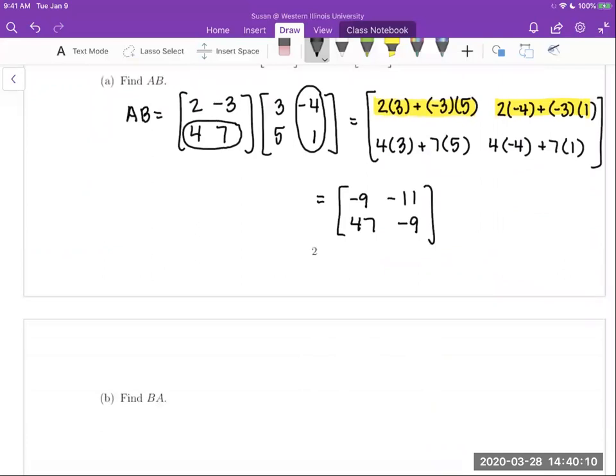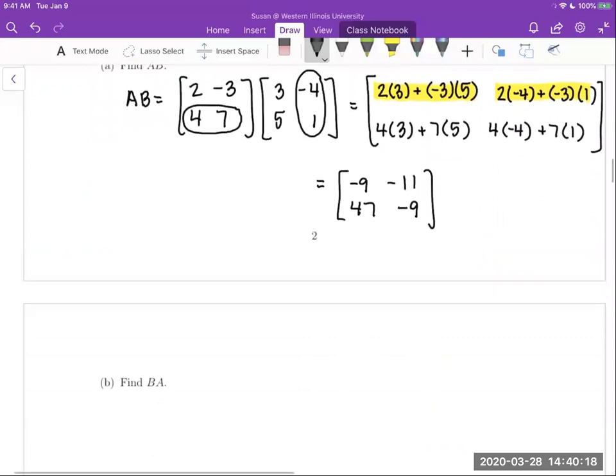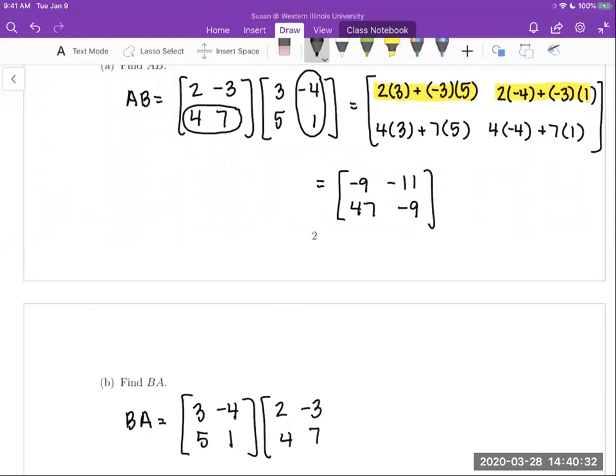For part B, we want to do the exact same process, except for now we're finding B times A. So let's take a look at this. Again, let me just write out the matrices B and A. So B is 3, -4, 5, 1. A is 2, -3, 4, 7. And we want to carry out this product.